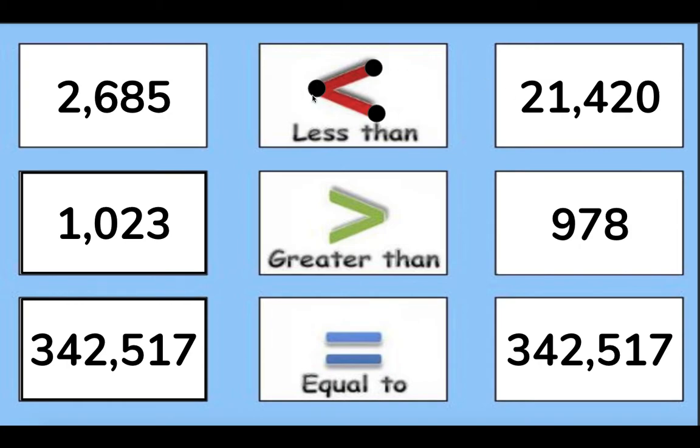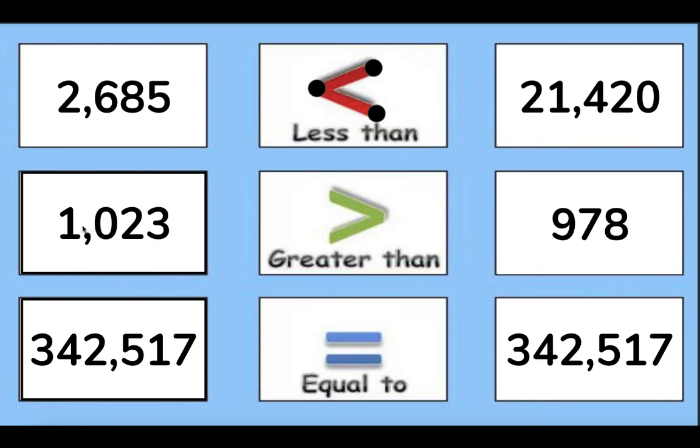And I remember if the one dot comes first, it's the less than sign, because there are fewer dots on this side, on the first side that you read, because we read left to right. So this is the less than sign.